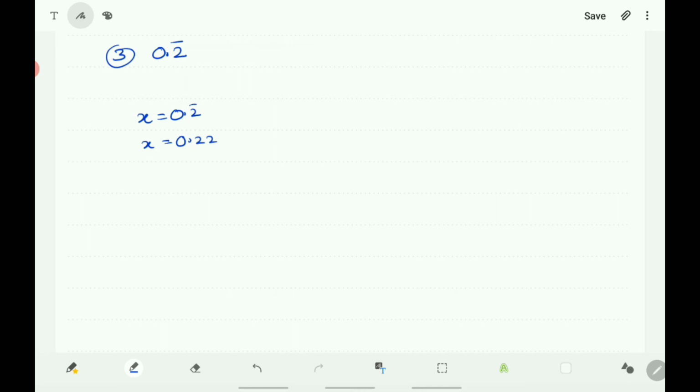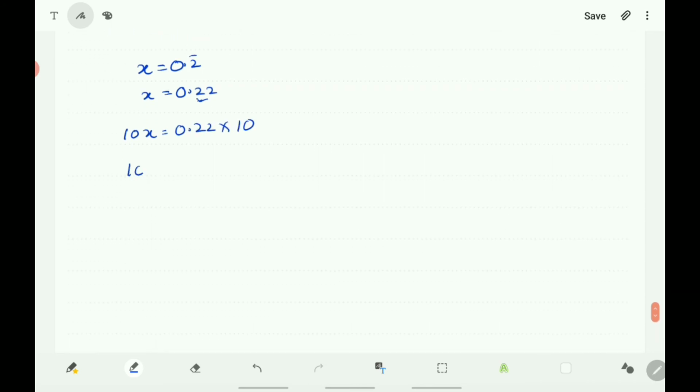And you know that only one digit is recurring, which means you must take that to the integral part. To take that to the integral part, as there is only one digit, you must multiply this by 10. So it is 10 into x is equal to 0.22 into 10, so 10x is equal to 2.2.